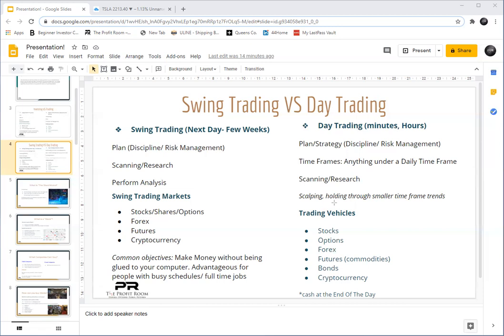Outside of day trading stocks or options, you can also day trade Forex, futures, bonds, crypto. The same logic applies, but the time frames are different, meaning Forex and futures markets are 24 hours, so it doesn't matter. You can still scalp Forex, 5 pips, 10 pips, 15 pips, right? You can still scalp futures, 5 ticks, 10 ticks, 15 ticks, all depending on the commodity you're trading.